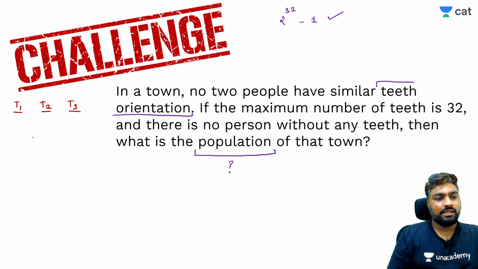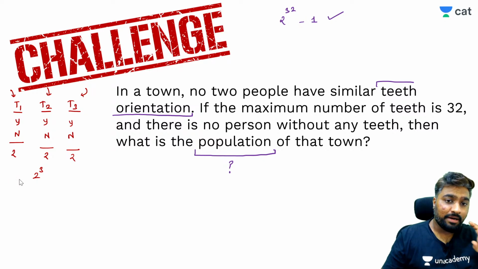अब T1 में या तो दांत हो सकता है या नहीं हो सकता है. Agreed? T1 हो सकता है या नहीं हो सकता है. Same way, second tooth हो सकता है या नहीं हो सकता. Same thing, T3 दांत हो सकता है, नहीं हो सकता. Agreed? So what is this? 2 options here, 2 options here, 2 options here, which gives us 2 cube options.